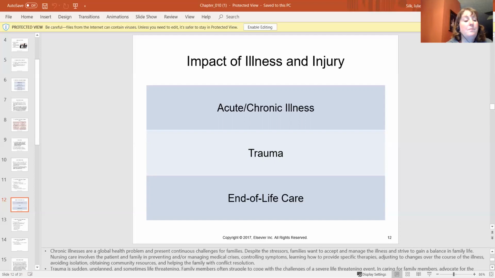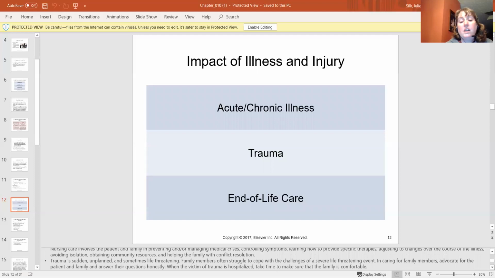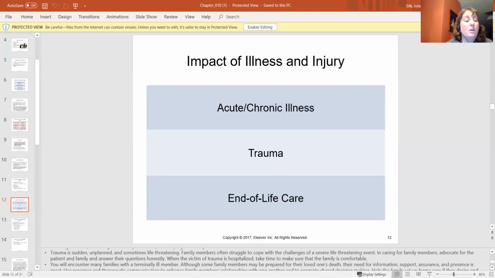conflict resolution. Trauma is sudden, unplanned, and sometimes life-threatening. Family members often struggle to cope with the challenges of a severe life-threatening event. When caring for family members, advocate for the patient and family, and answer their questions honestly. When the victim of trauma is hospitalized, take time to make sure that the family is comfortable. You will encounter many families with a terminally ill member.